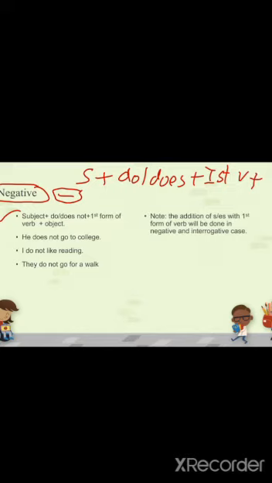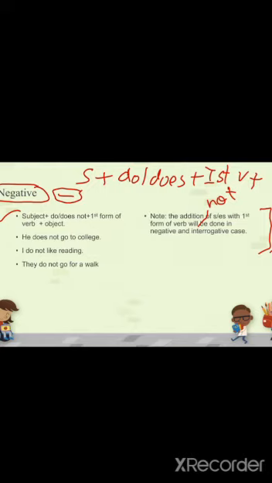Now what is important to note is that the addition of s and es that you did in the affirmative sentences with the first form of the verb will not be done in the negative and interrogative sentences, right? Will not be done in the negative and interrogative sentences.